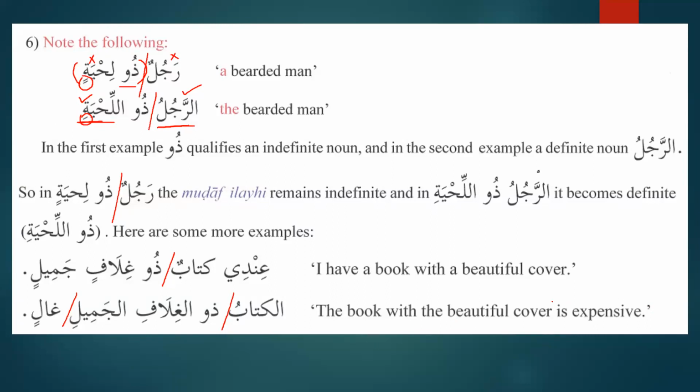You know that when we have to add "is". So wherever you can add "is", the first part before "is" will be mubtada, and the second part after "is" will be khabar. So I hope, inshallah, this is also clear. If you have any question, please let me know.